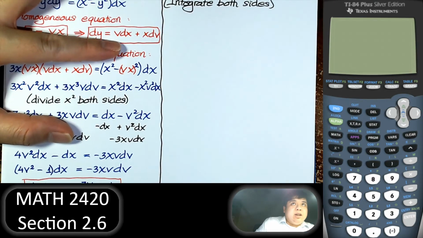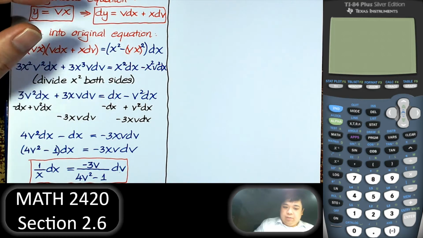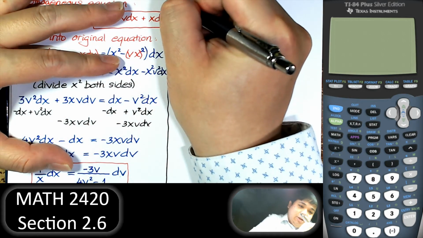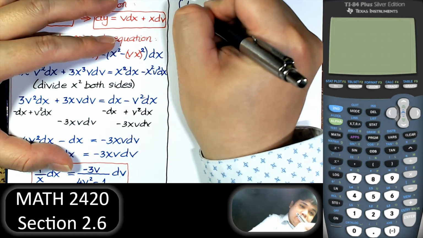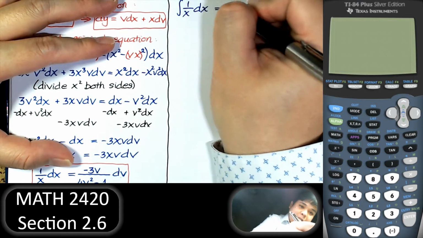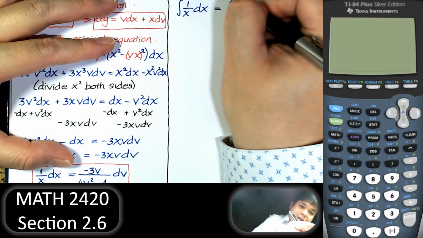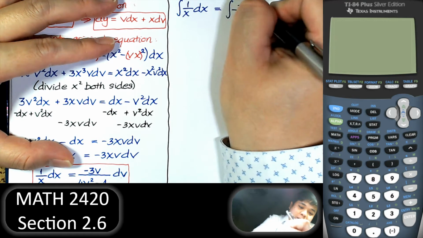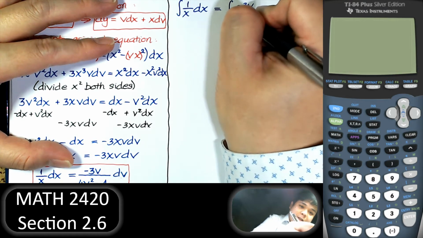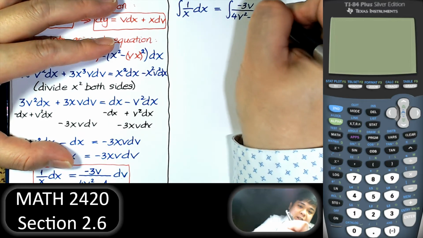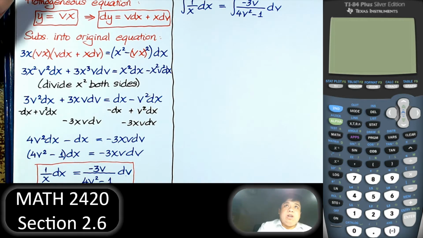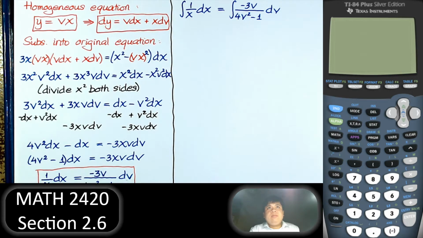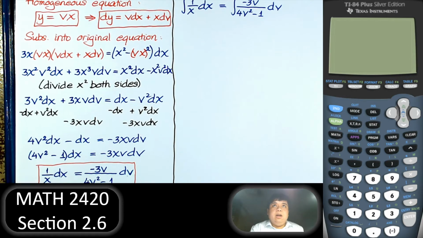When we do that, we will have the integral of 1 over x dx equal to the integral of negative 3v over 4v squared minus 1 dv. Yeah. So that equation, integrate both sides. So we have that.